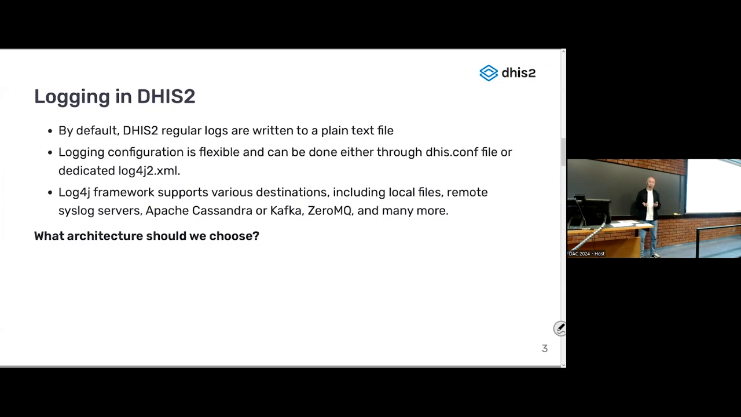So the next question is, okay, we have these logs, what should we do next with them? How do we process them and build a performance-optimized infrastructure that can serve and process these logs at scale?